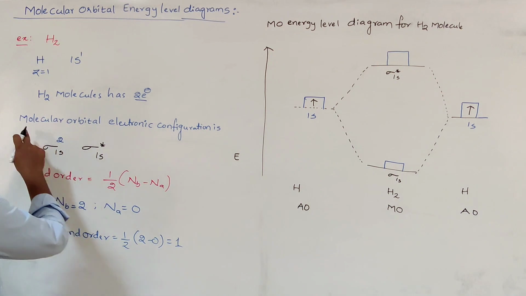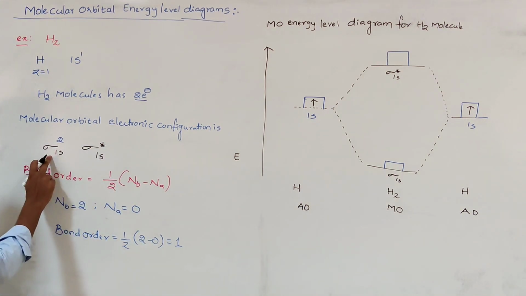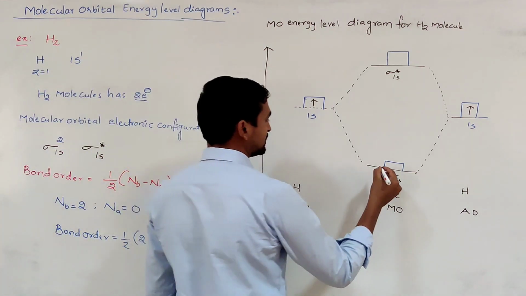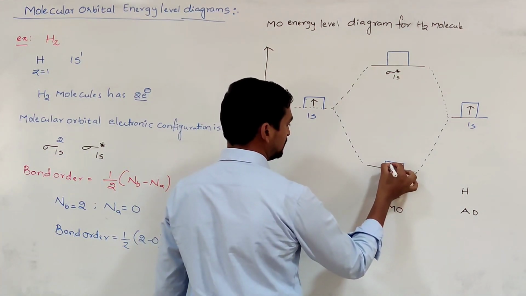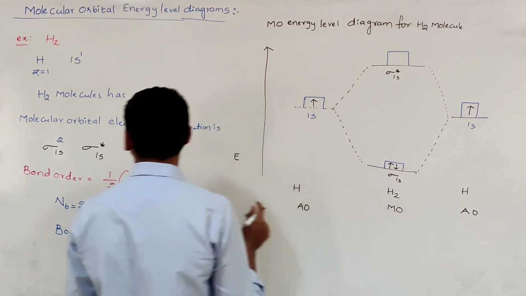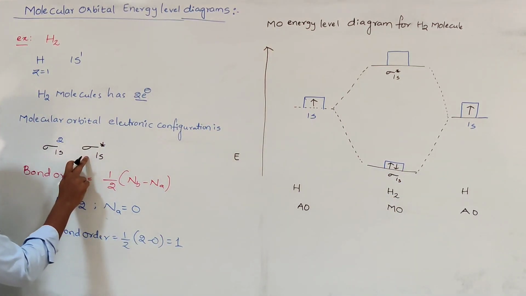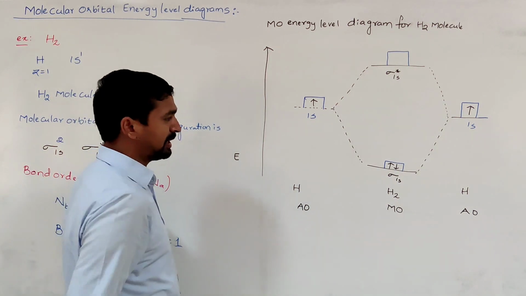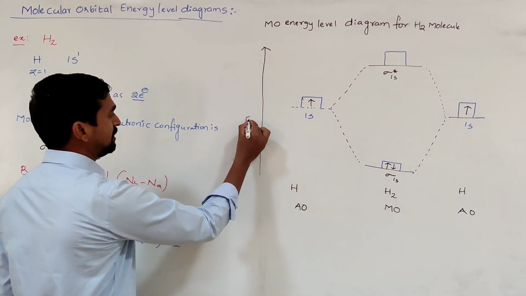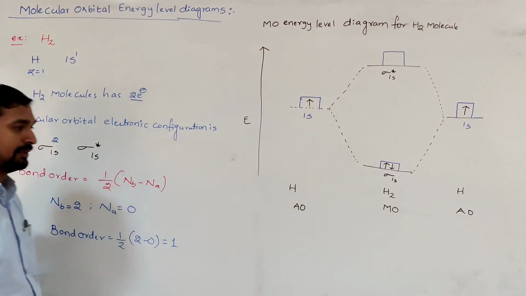So according to the molecular orbital configuration, you can fill up the lowest energy bonding molecular orbital, sigma 1s, which accommodates 2 electrons with opposite spin. And in the sigma star 1s, no electron is present, that's why it will remain vacant. So like that we can draw the molecular orbital energy level diagram for the hydrogen molecule.